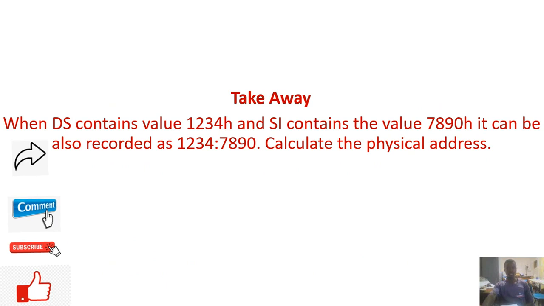Right. So I'm done with that. I think I'm going to give you a takeaway. When DS contains the value 1234h and SI contains the value 7890h, it can also be recorded like that. I think you remember from previous slides. 1234 is our DS register value. Then 7890 is our offset. Here we do not have displacement. You are required to calculate the physical address.